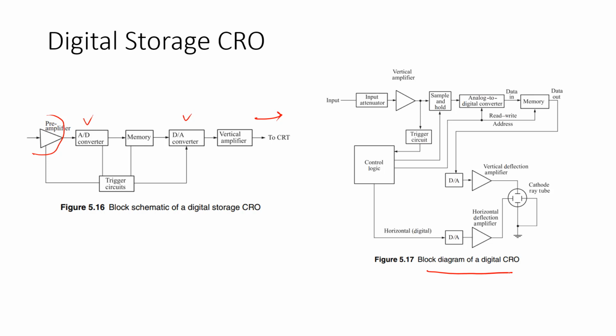So the first one, we have the input. The input will come to the input attenuator, and then will be amplified in the vertical amplifier. The signal comes to the sample and hold from the vertical amplifier, and then it will trigger a circuit to the control logic here. And then after the signal is amplified in the vertical amplifier, it comes to the analog to digital converter, and then stores the data in the memory.